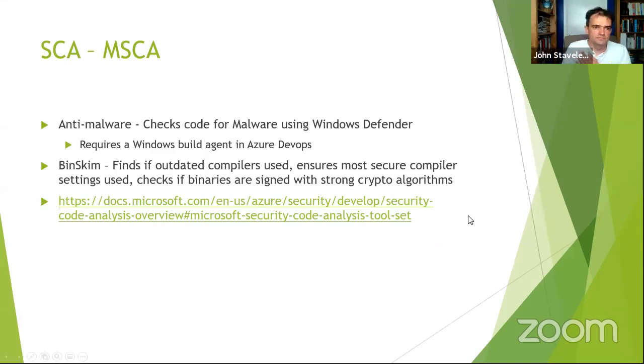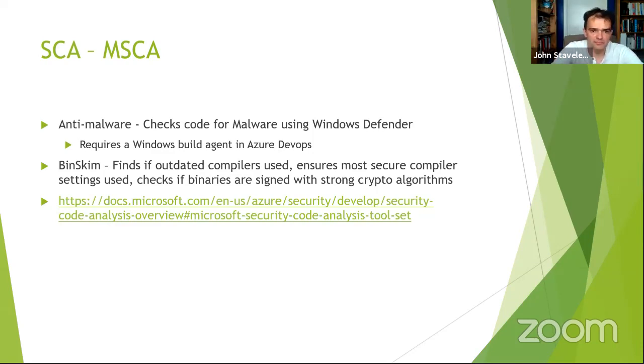So finally, in terms of software component analysis, looking at the Microsoft Security Code Analysis packs: a developer can check in some malware and none of the SCA components we've looked at so far will pick that up. So for this malware checker, you need a build agent that uses Windows Defender. So obviously that's a Windows build agent. That will just fail the build if there's any issue there.